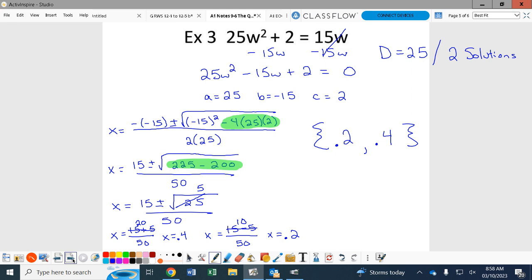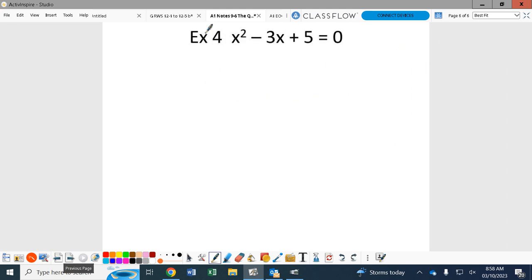Okay, here we go. So we got this last one. It says that A is equal to 1. B is equal to -3. C would be equal to 5. It's already equal to 0. We didn't have to move anything. All we had to do was pull out our A, B, and C. We've got to plug it into our formula.